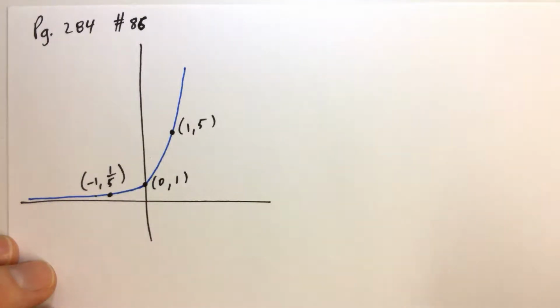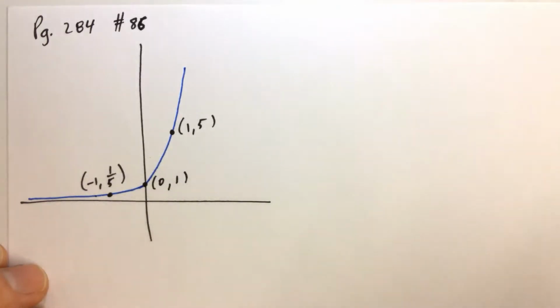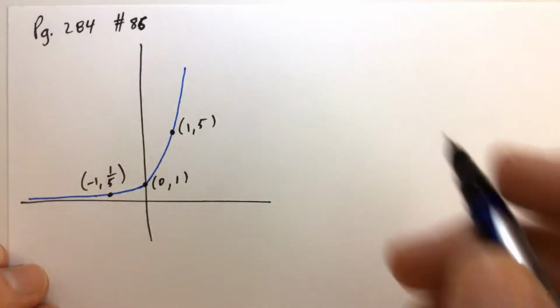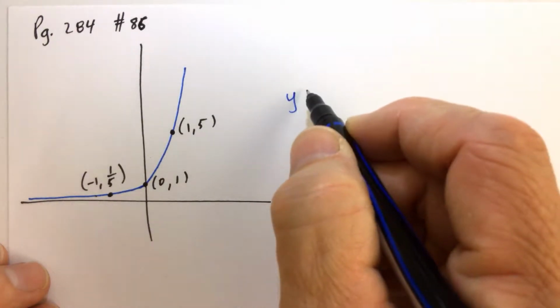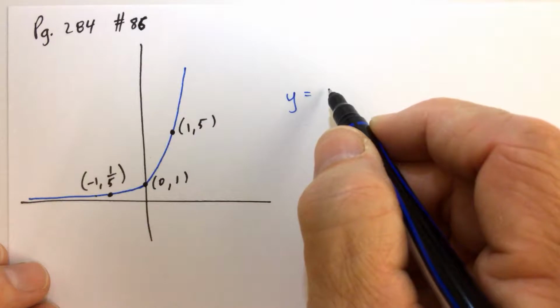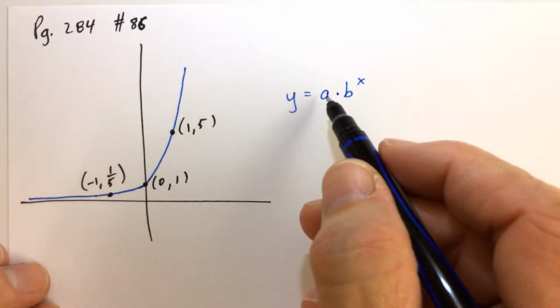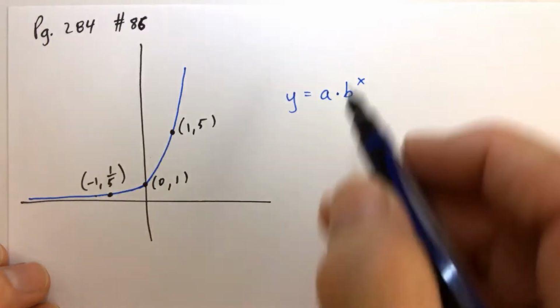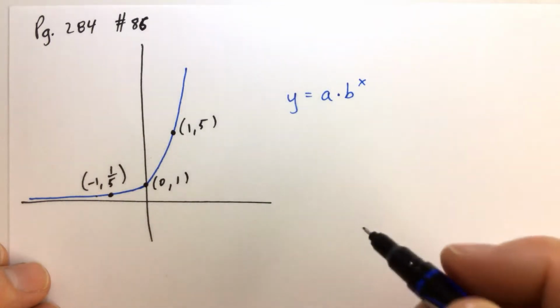For problem number 86, we're supposed to come up with an exponential function whose graph is given, and I just drew the graph that we see here on page 284. But if we have to come up with an exponential function, then basically we have y equals some a times b to the x. So we don't know what the constant is out front. We also don't know what the base of the function is, but we do know that we have a y and an x in there.